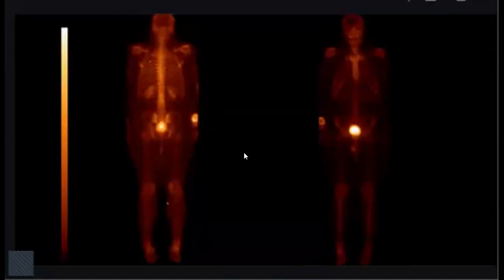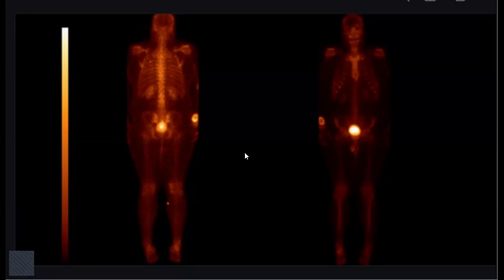Okay, this is a 25-year-old male patient with no history available. I think this is the bone scan, and here I can see the images are a little bit fuzzy.